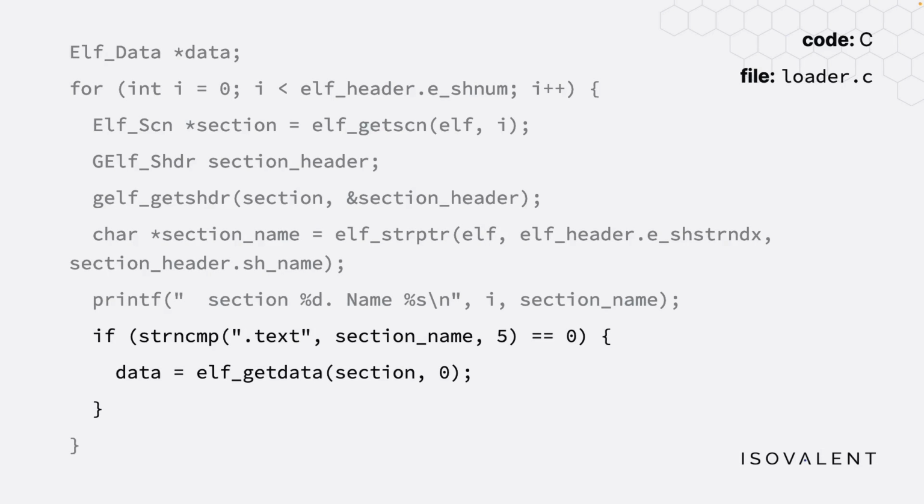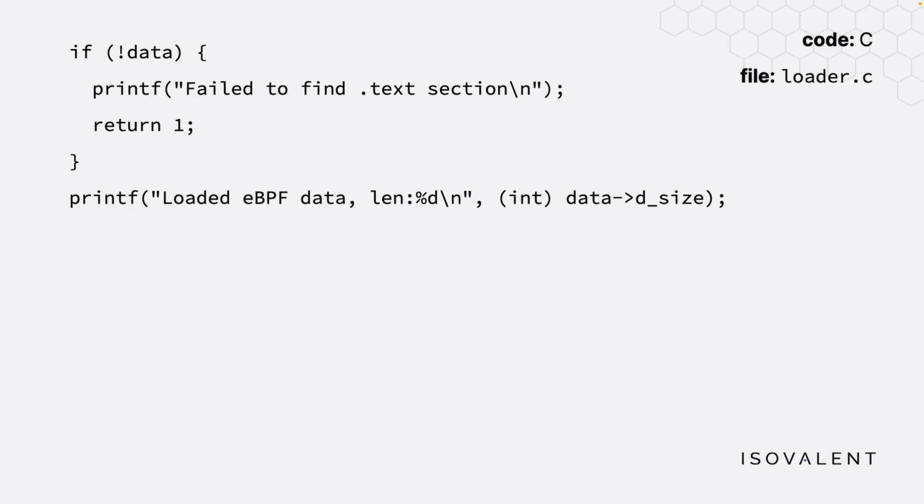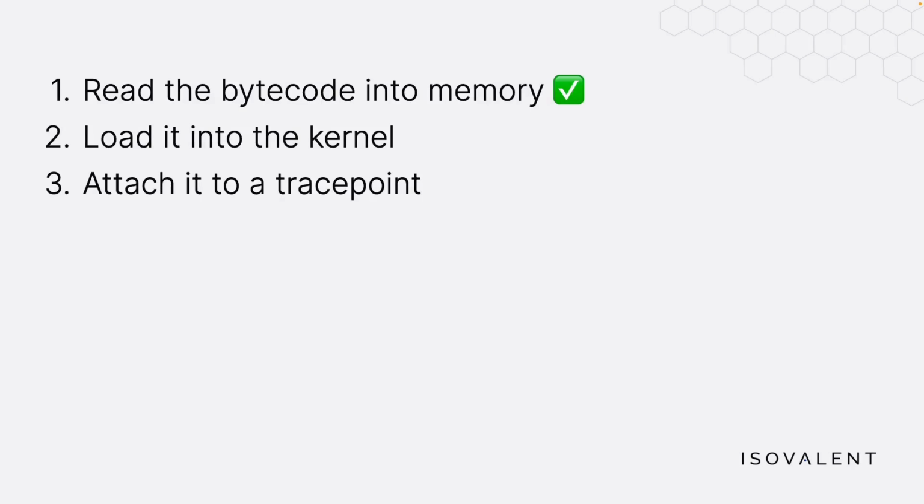Getting back to this, we now have a string, that char pointer for the section name, and we're going to compare it to .text. In this case, we're just giving the length of the string. And if it is indeed a text section, then we're going to get the data. So what this block of code on the screen is actually doing is it's looping through the sections until it finds the text section, which remember has the compiled bytecode. And then it's getting a reference to it and putting it in this elf data pointer. We're going to do some error handling. If we didn't find the data, we're going to error out. And then that's it. We've read that data into memory, but it's not in the kernel yet.